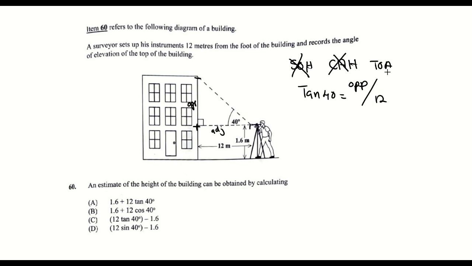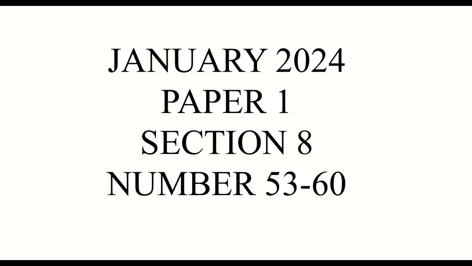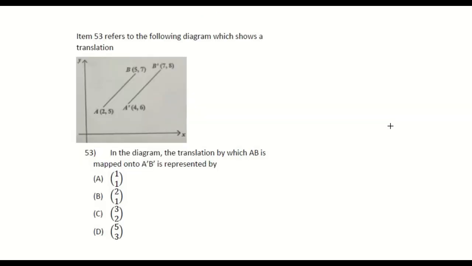So if I want to make my opposite the subject, I carry this across, so that would be 12 tan 40, and I'm adding 1.6 because I want to find the total distance, which is my opposite, plus 1.6, so the answer would be A. And that would be the end of May-June 2024. Let's do January 2024, Paper 1, section items 53 to 60.